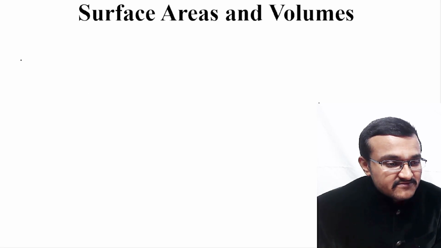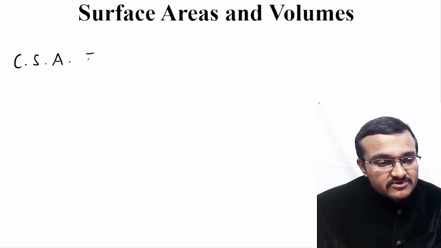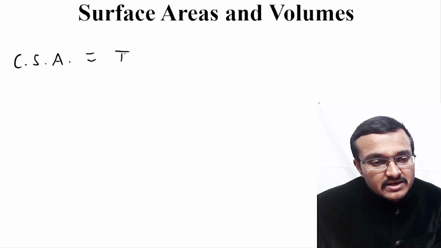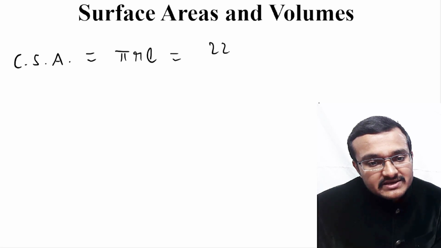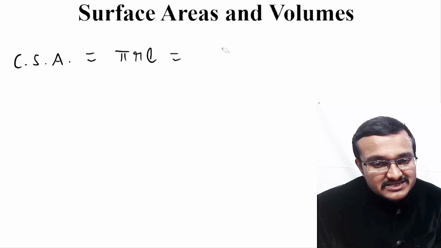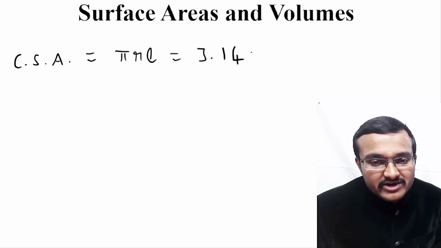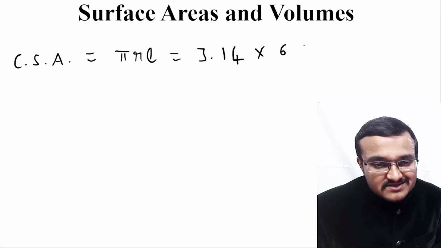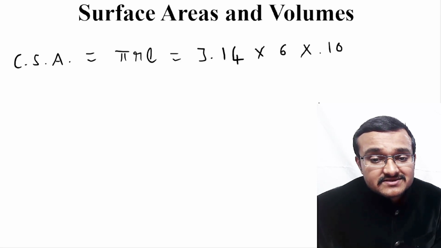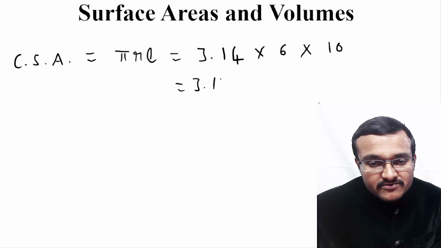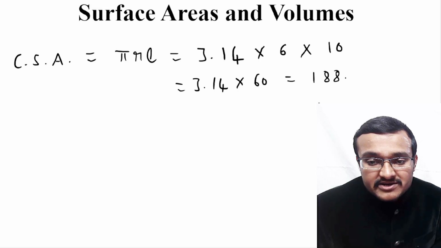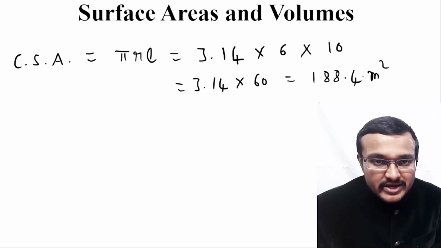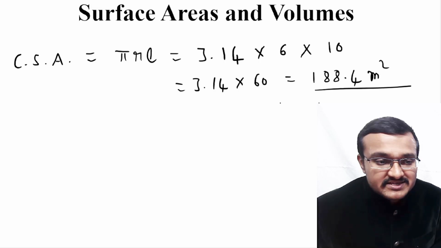Now what is the curved surface area of this tent? So curved surface area of this tent will be pi r L. So pi is 3.14. They have specifically mentioned in the question to take pi value as 3.14, into radius 6 meter, slant height of the tent is 10 meter. So 3.14 into 60 will be 188.4 meter square. So now we have got curved surface area.